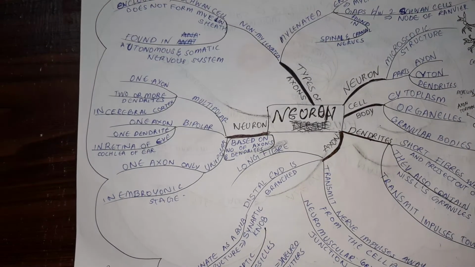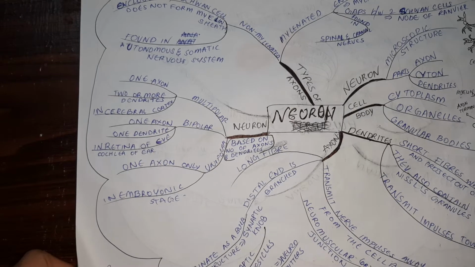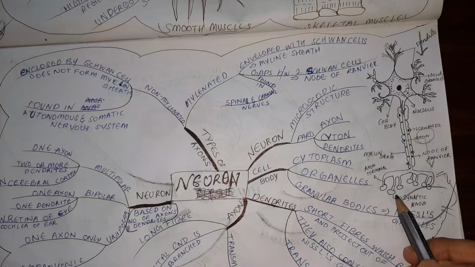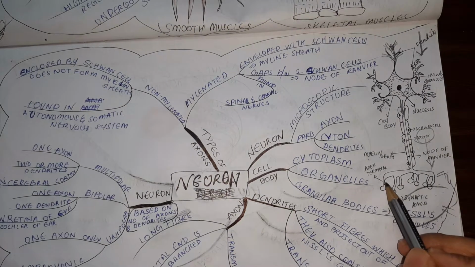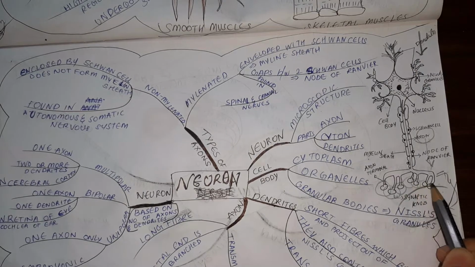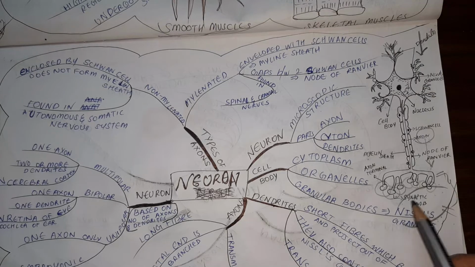And then at the distal end, it is branched. It terminates as a bud-like structure, and it is known as the synaptic knob. You can see this is the distal end, this is the terminal of the axon, and it ends in the form of a bud-like structure, and this is known as the synaptic knob.